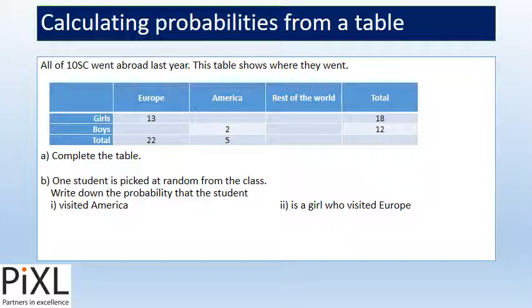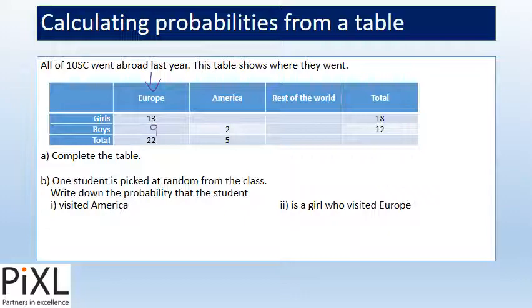Okay, this type of table is called a two-way table. So we know that 10SC went abroad last year, and the table shows where they went, and we want to complete the table. Right, we're going to start with this row here, Europe, because we have 13 girls that went to Europe and 22 in total, which means that I know there must be 9 boys that went to Europe.